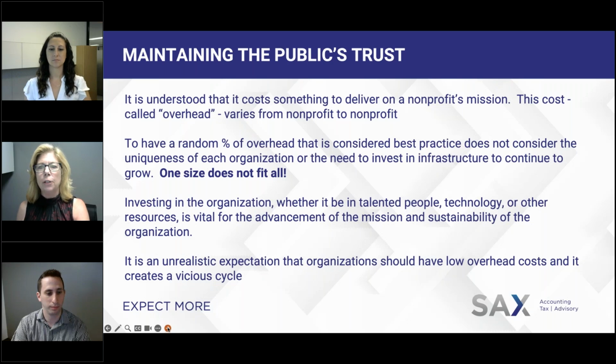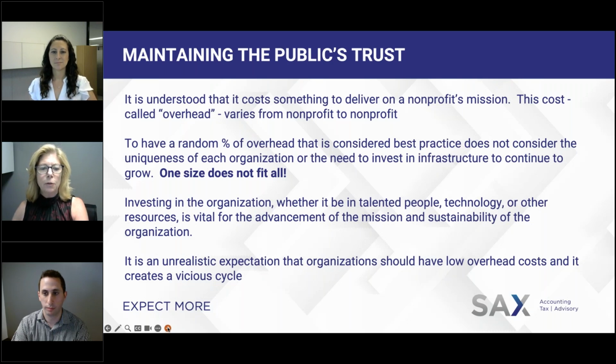Investing in your organization, whether it be talented people, technology, or other resources, is vital. It's vital for the advancement of the mission, and like I said, to continue to support our communities and to sustain the organization. If you are not in a growth position, then that means you are either stagnant or actually declining. So that's something executives really need to consider in their strategic planning processes.